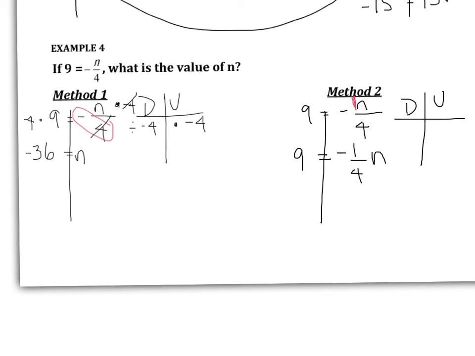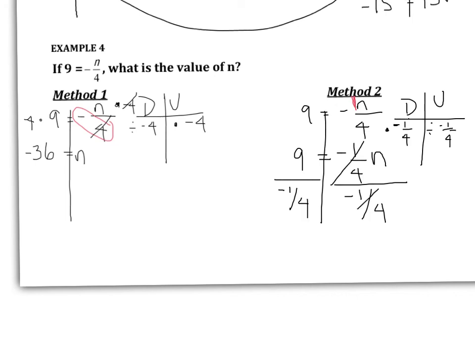So if I wanted to pull a fraction out of this, it would look like negative 1/4 n. Now, what's happening between the negative 1/4 and the n? Well, in between them, when they're touching like that, means multiply. So n is being multiplied by negative 1/4. How do you undo multiply by negative 1/4? You're going to divide by negative 1/4. So on this, I'm going to divide by a negative 1/4.